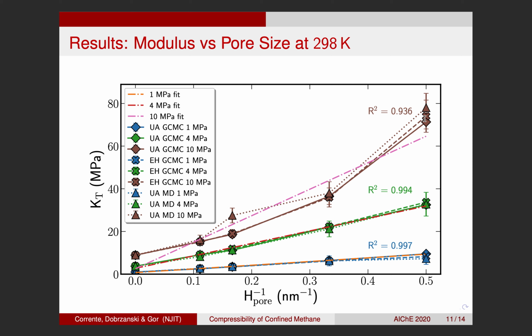As we can see, the smaller the pore is, the greater the modulus. Furthermore, at low pressure, actually pressure below the critical pressure, this trend is pretty much linear. When we go to the higher pressure of 10 MPa, the trend is faster than linear. Also worth mentioning, the agreement between GCMC and MD, and also between united atom and explicit hydrogen models, is pretty good as well.